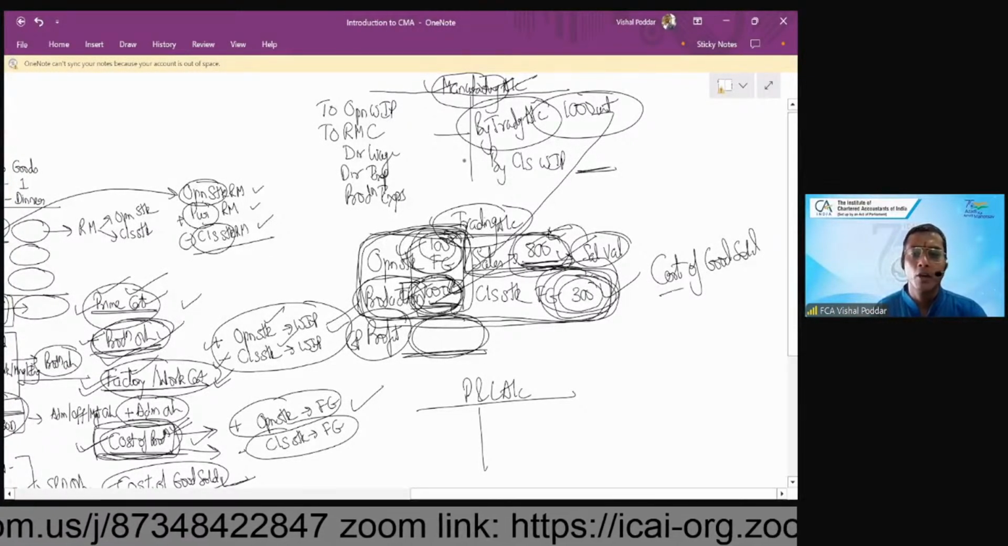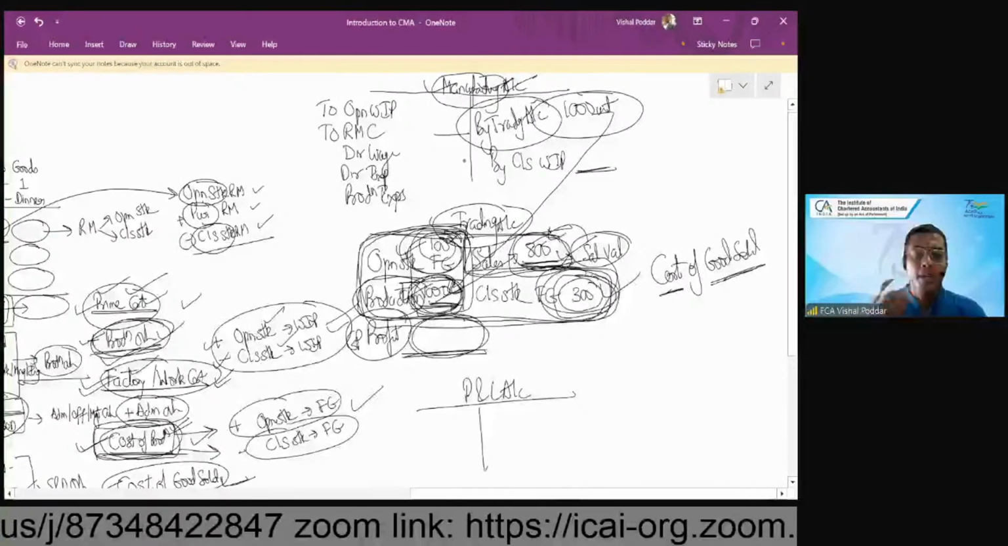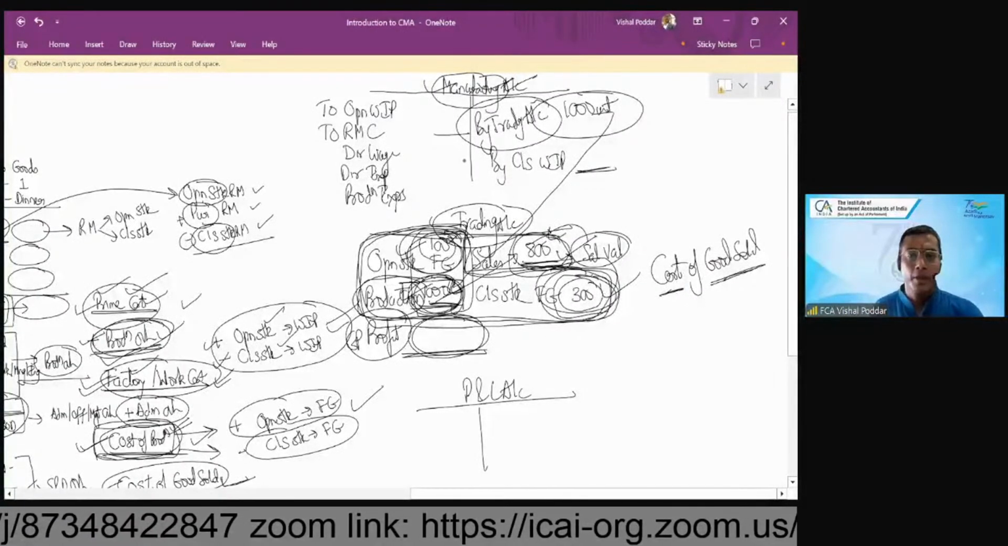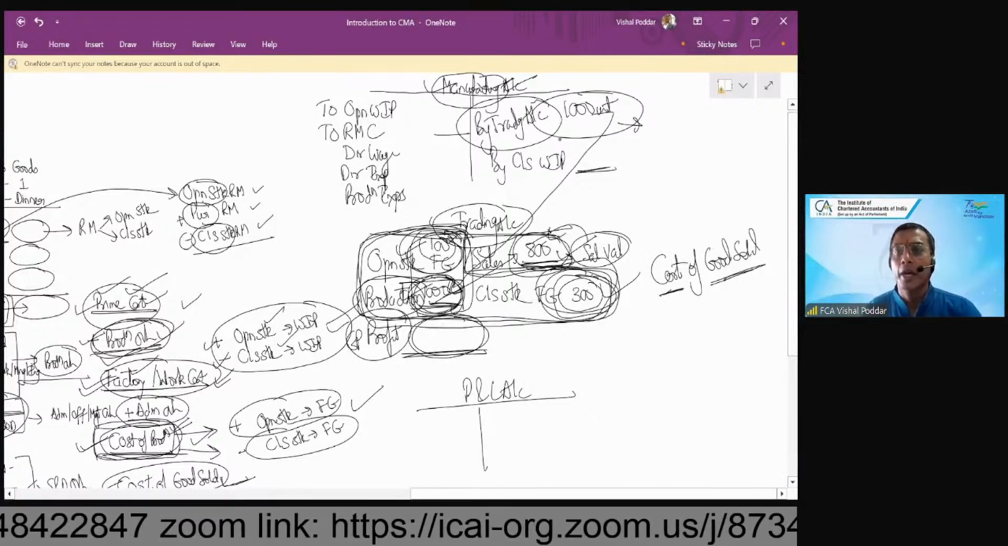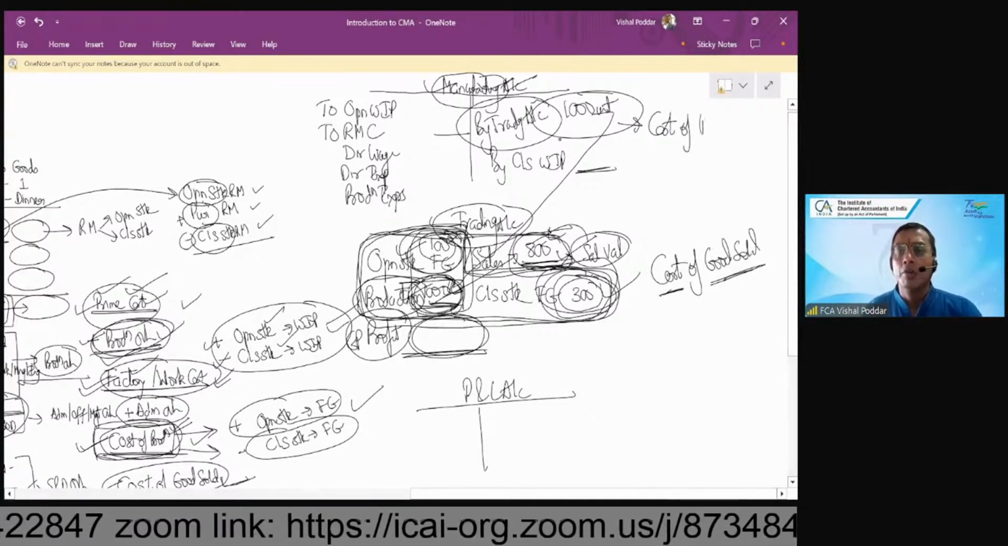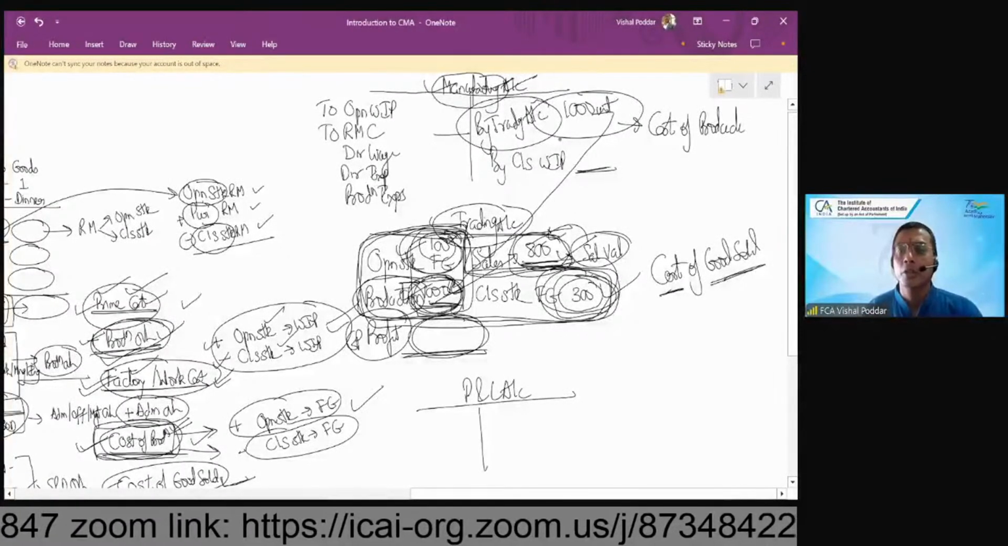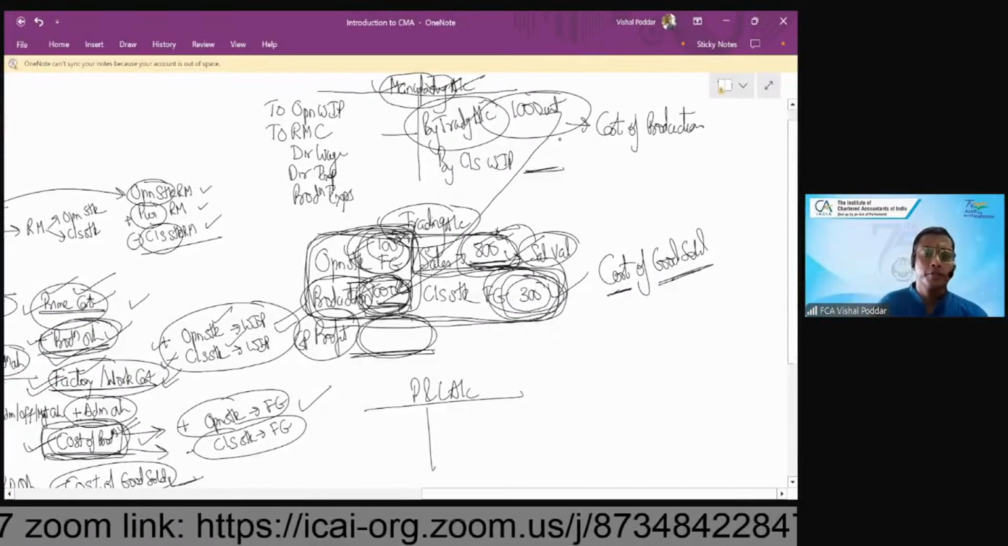What am I getting? Cost of 800. What is 800? 800 is my cost of goods sold. And what is this 1,000 which I got here? This 1,000 is the cost of goods which I have produced. So it is my cost of production.